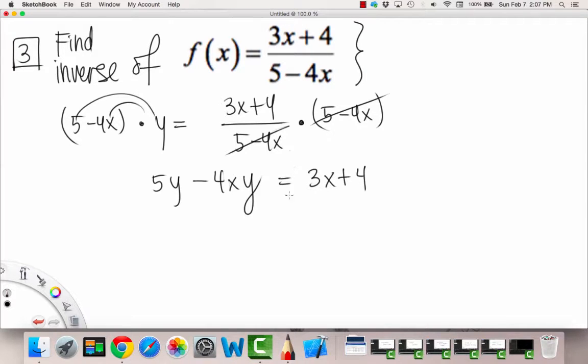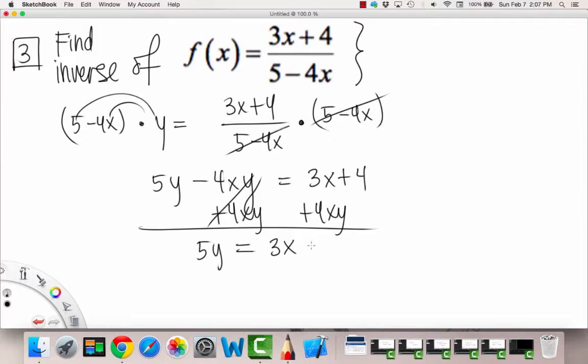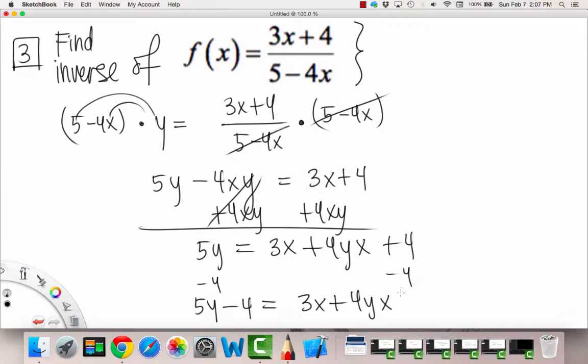xy. Okay, so now all we want to do is get x by itself, right? So we have to move all the x's to one side and everything else to the left. So let me move this over here. We just get 5y is equal to 3x plus 4yx. I just switched the order for convenience. And then plus 4. Let's subtract the 4 over to the left side. So we get 5y minus 4 is equal to 3x plus 4yx. Alrighty, so let's continue this on the next slide.